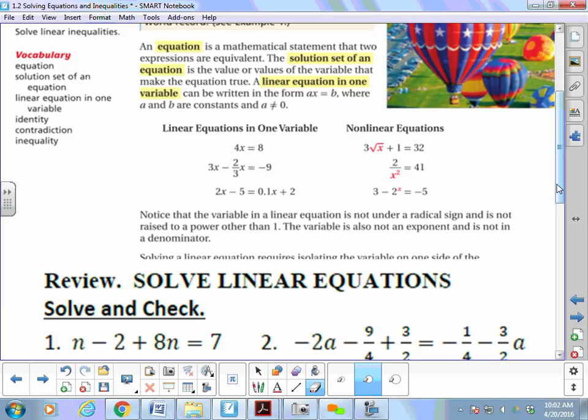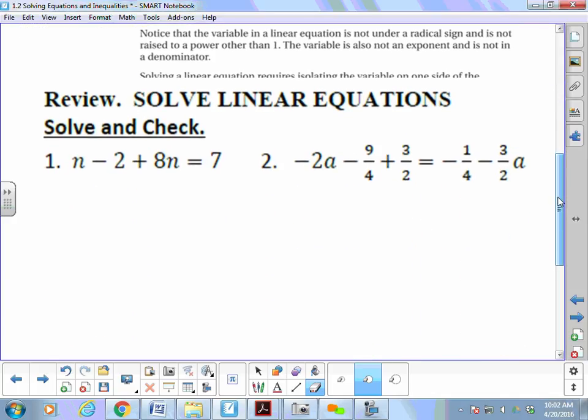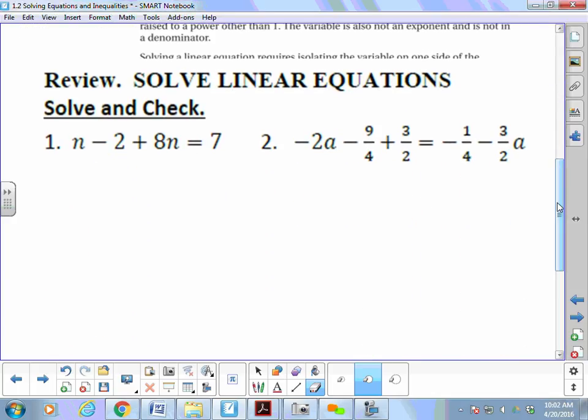One thing to notice is the variable in the linear equation is not under a radical sign, and is not raised to a power other than 1. So if it's a linear equation, we're only going to have x to the first power. All right, so solving linear equations. When we do these, we are trying to get the variable by itself.